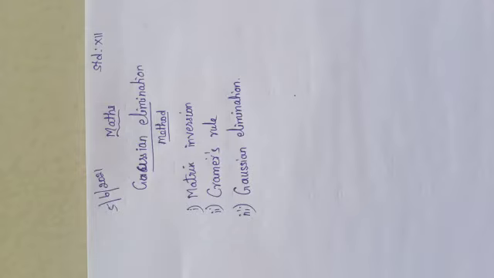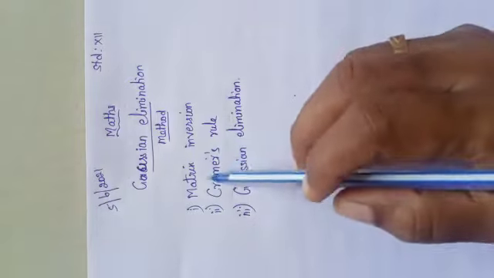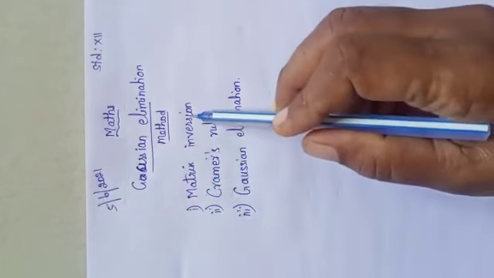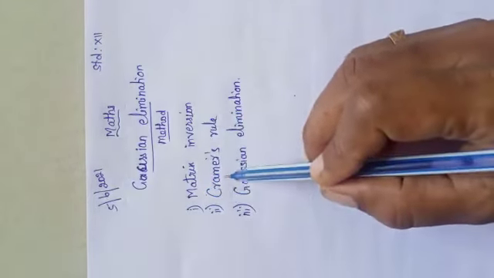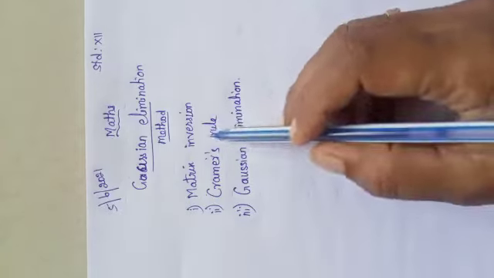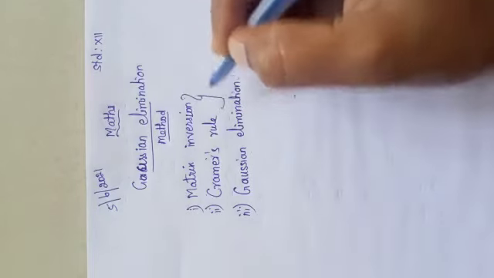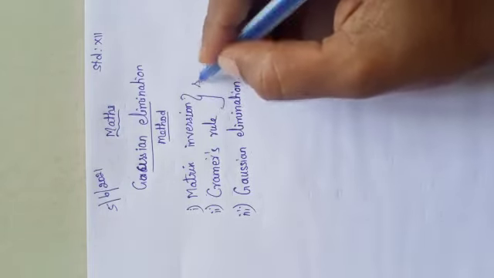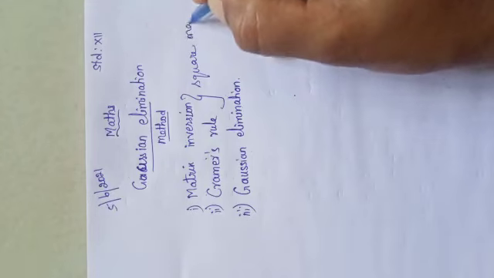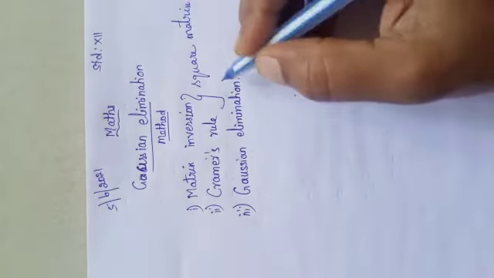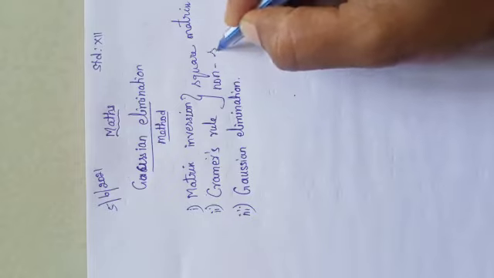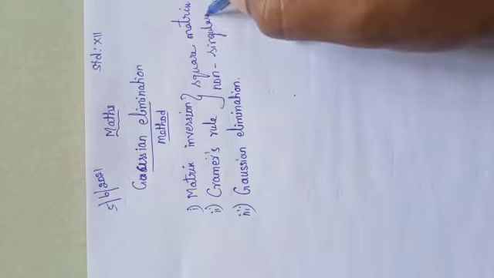Today we are going to solve by the Gaussian elimination method. In the last classes, we learned how to solve using the matrix inversion method as well as Cramer's rule, and we have completed those, isn't it? The third one is Gaussian elimination. For both of those, the coefficient matrix should be a square matrix as well as non-singular. The determinant value should not be equal to 0, isn't it?